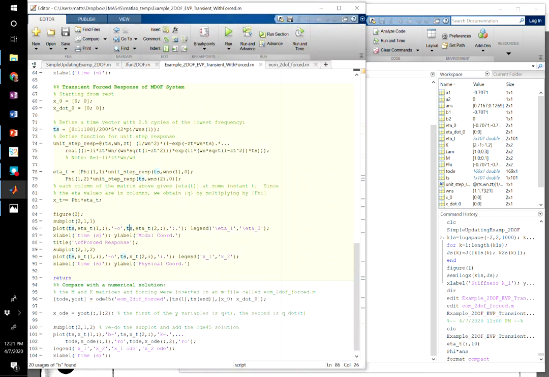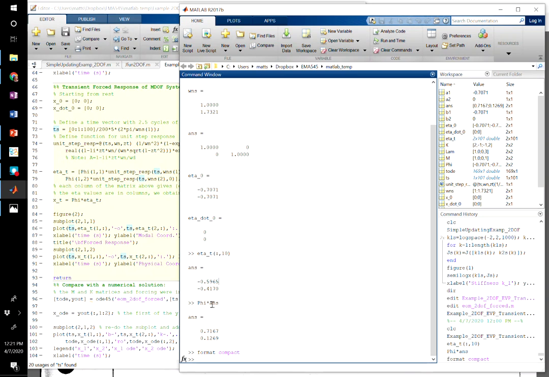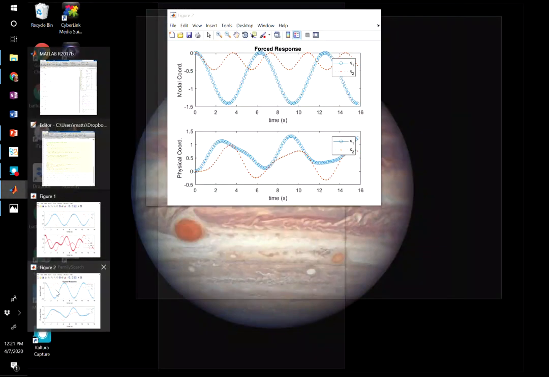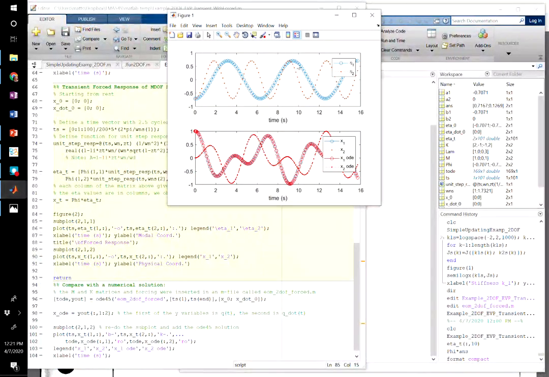If I want to get the response of the masses as a function of time, I can do that all in one line with MATLAB. Just multiply: x of t is phi times eta. That will do this exact same computation at every column, or every instant in time. And so on one line, I get back x as a function of time. So we can see all of this in the plot that we get here.